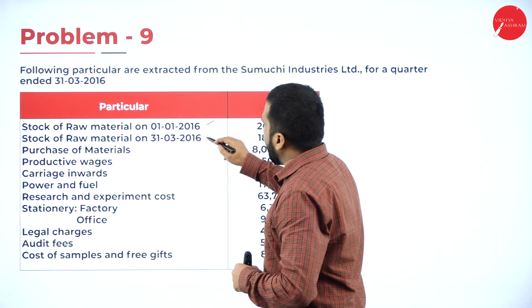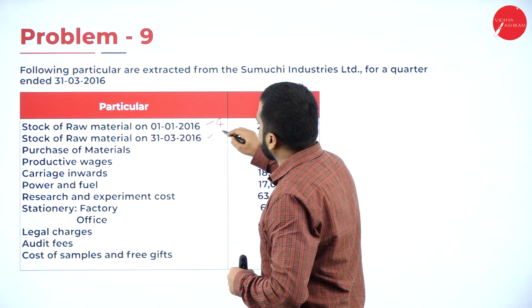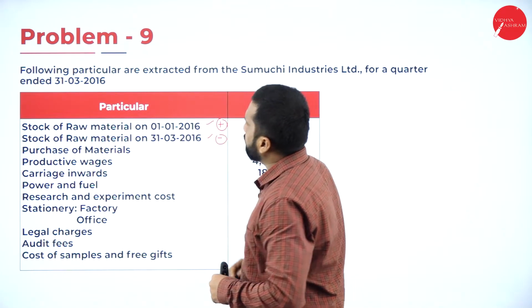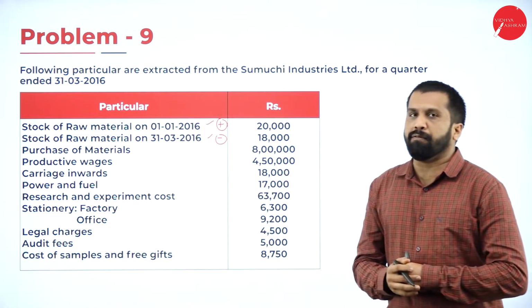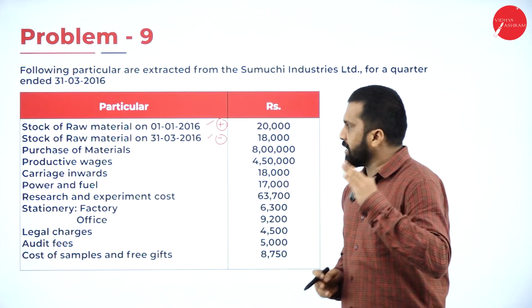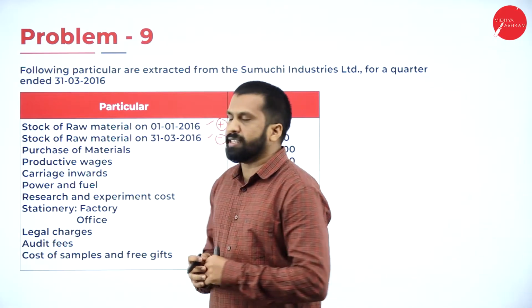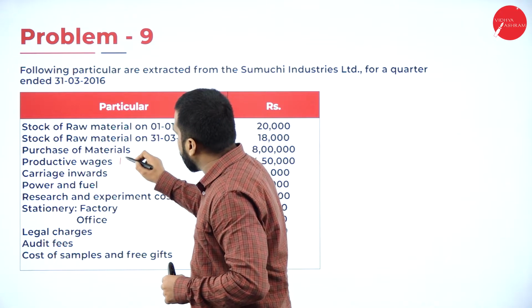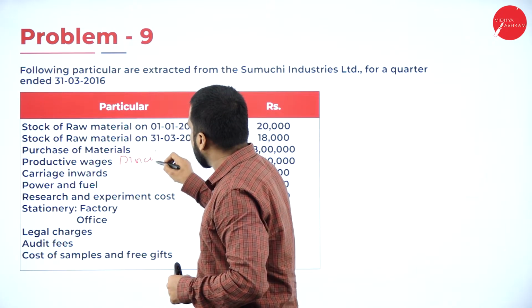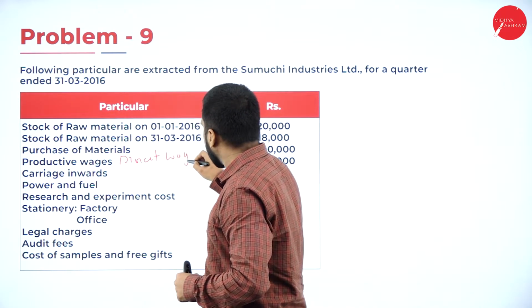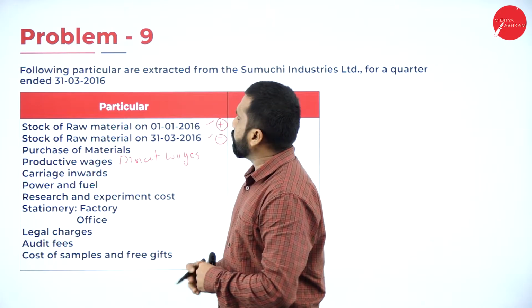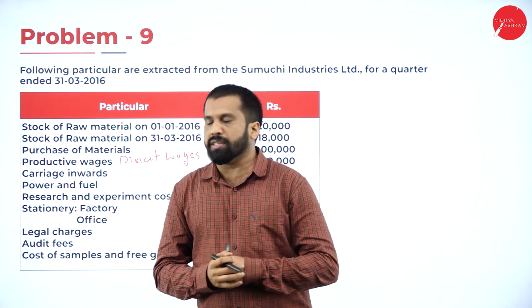Now, stock of raw material on 31st March. On 1st and 31st, opening always add, closing always minus. Purchase of raw material should be added. Productive wages is what? Direct wages. Next, carriage inward, you know that.